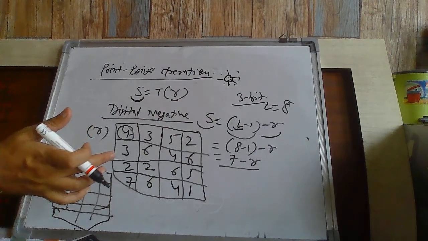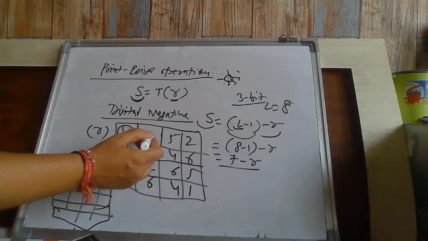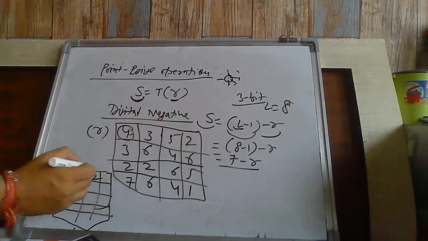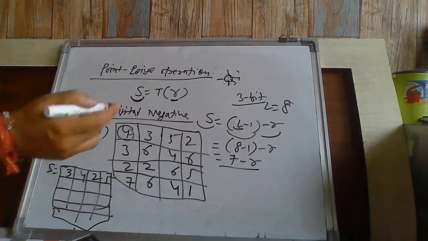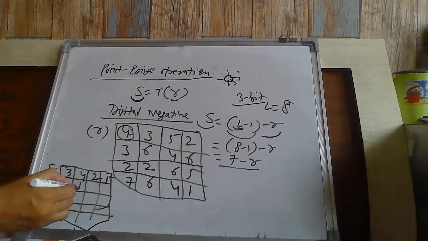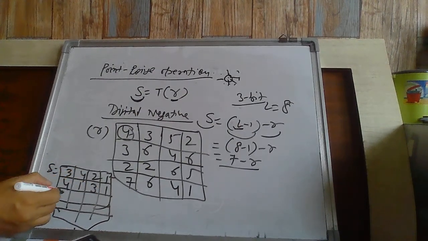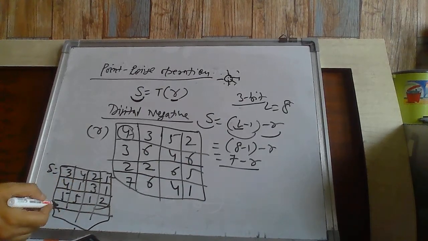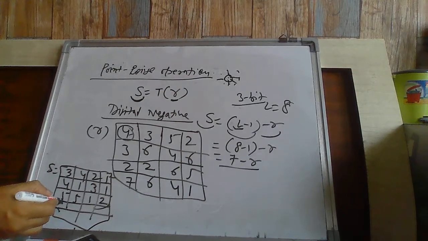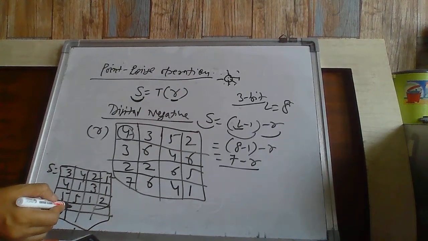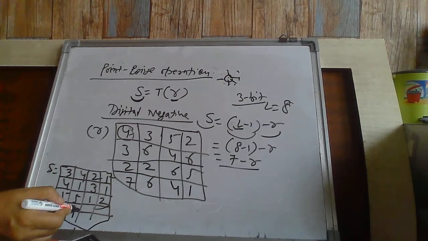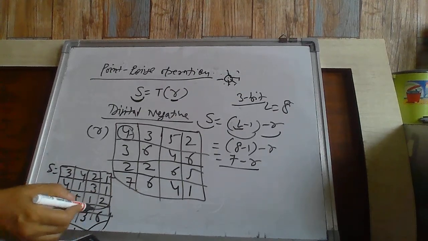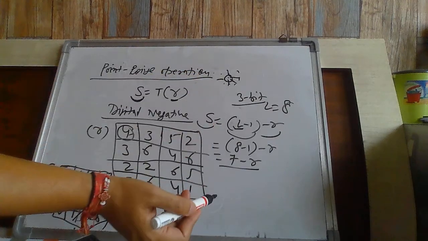Similarly for the next column you can find out: 7 - 3 will be 4, 7 - 5 will be 2, and next will be 4. This will be 1, this will be 3, this will be 1. And this will be 5, this will be 5, this will be 1, this will be 2. And for the last column, 7 - 7 will be 0, 7 - 6 will be 1, this will be 3, and this will be 6. So simply you got your digital negative by applying this simple operator.